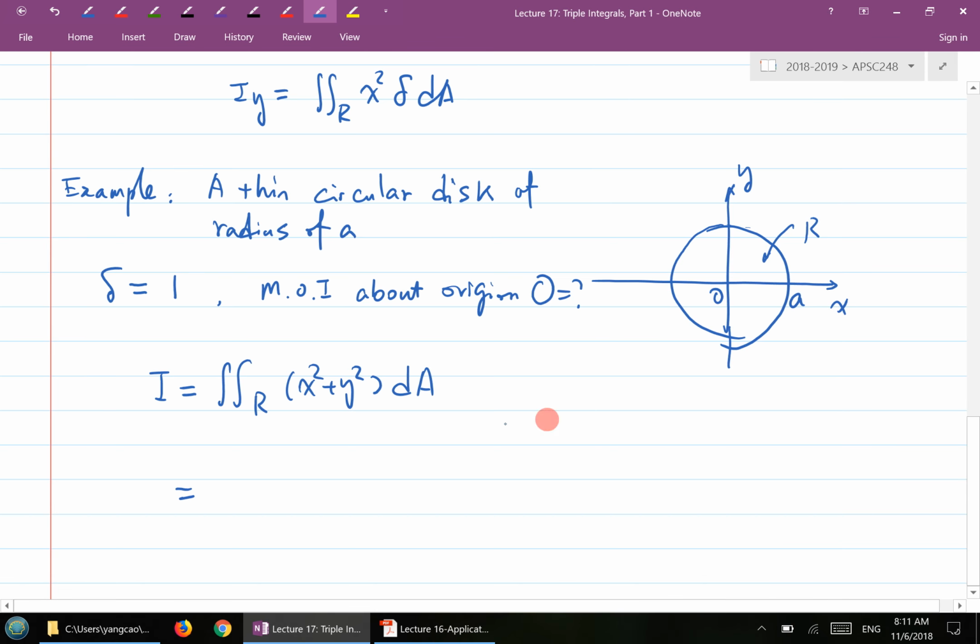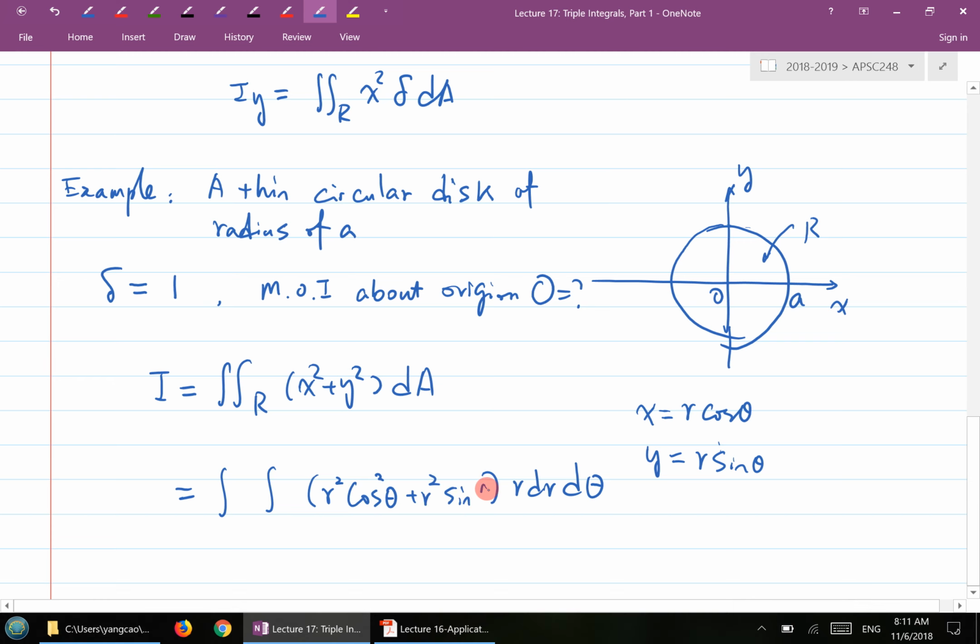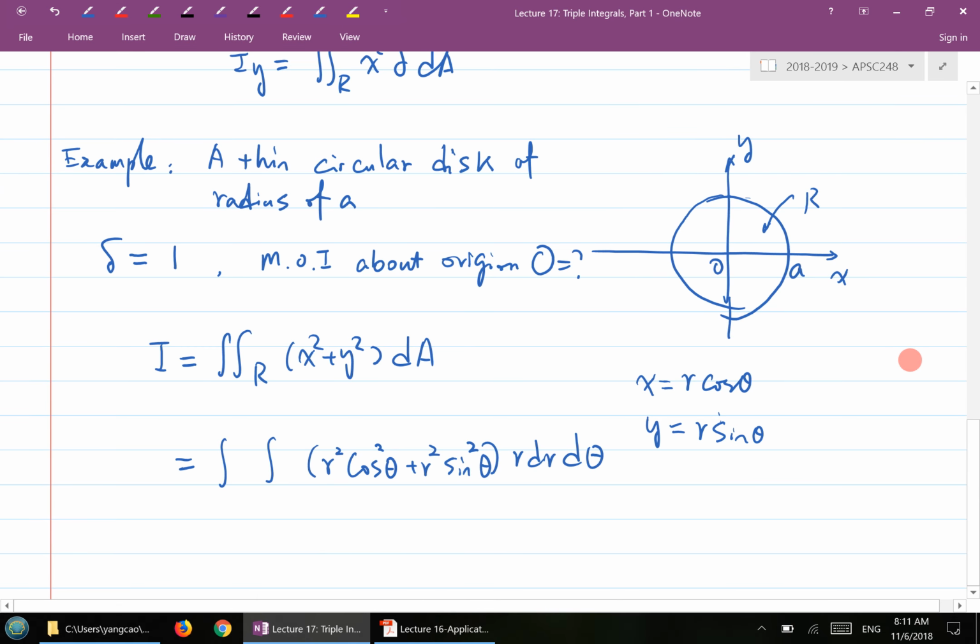Choosing polar coordinates means you will replace x with r times cosine theta, replace y with r times sine theta. At the same time, your dA will be replaced with r dr d theta. So that's how you transform everything from Cartesian into polar. Once you get this step, the next step is to find the limits for r and theta.